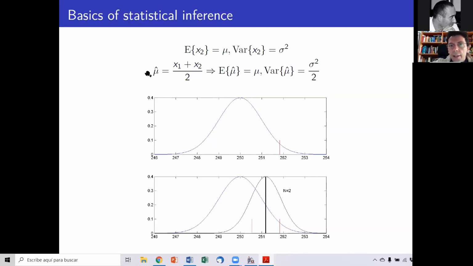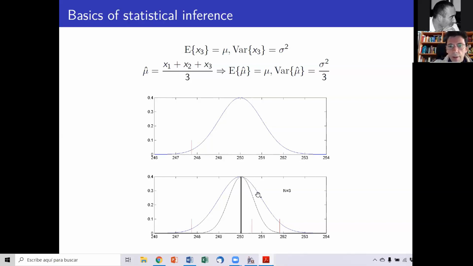And the variability or the uncertainty that I have around this mean is now a little bit reduced, because I have 2 tablets instead of 1. It is the uncertainty that I had for 1 tablet, that was sigma squared, but now divided by 2 because I have 2 tablets. So I have a little bit less uncertainty about what is the mean of my machine.